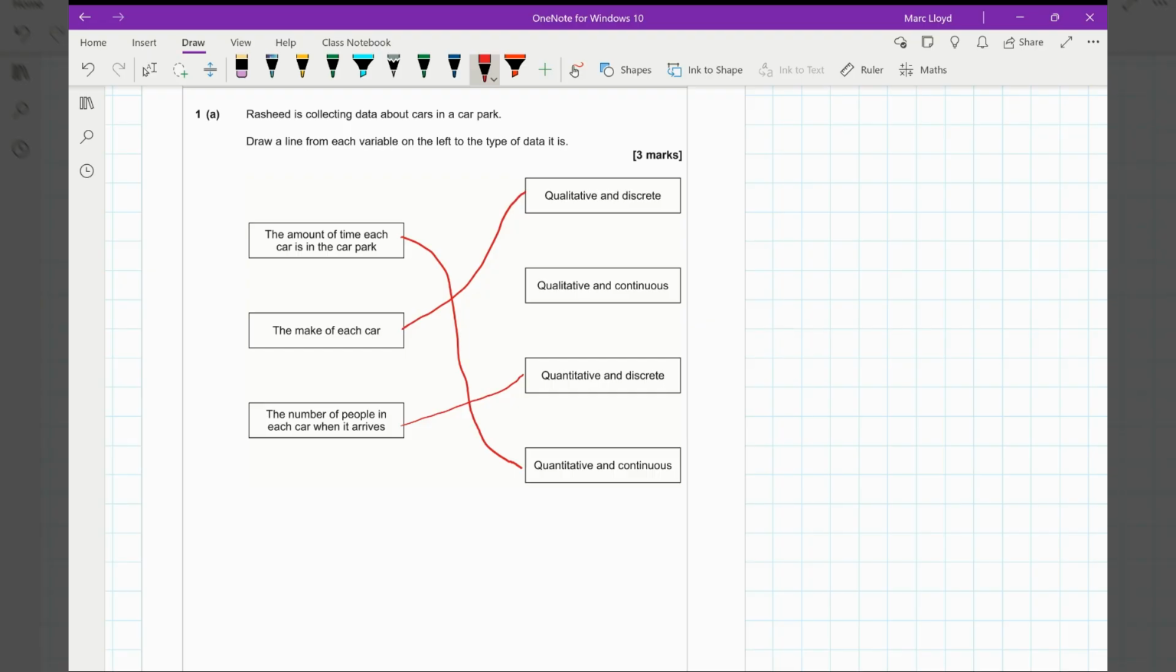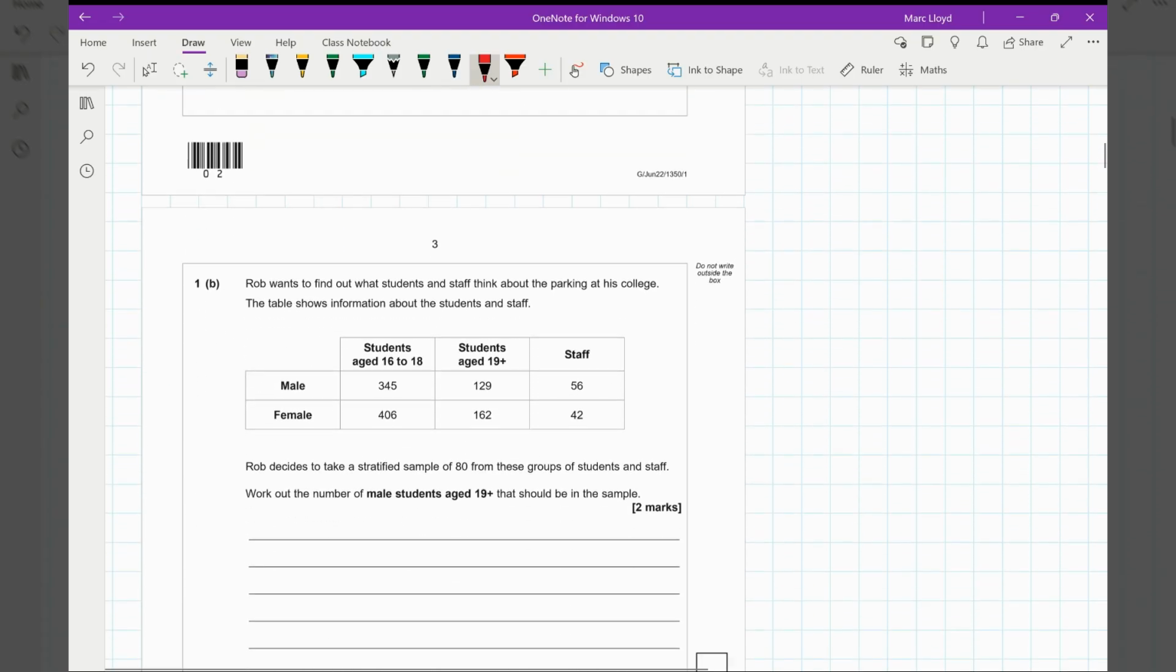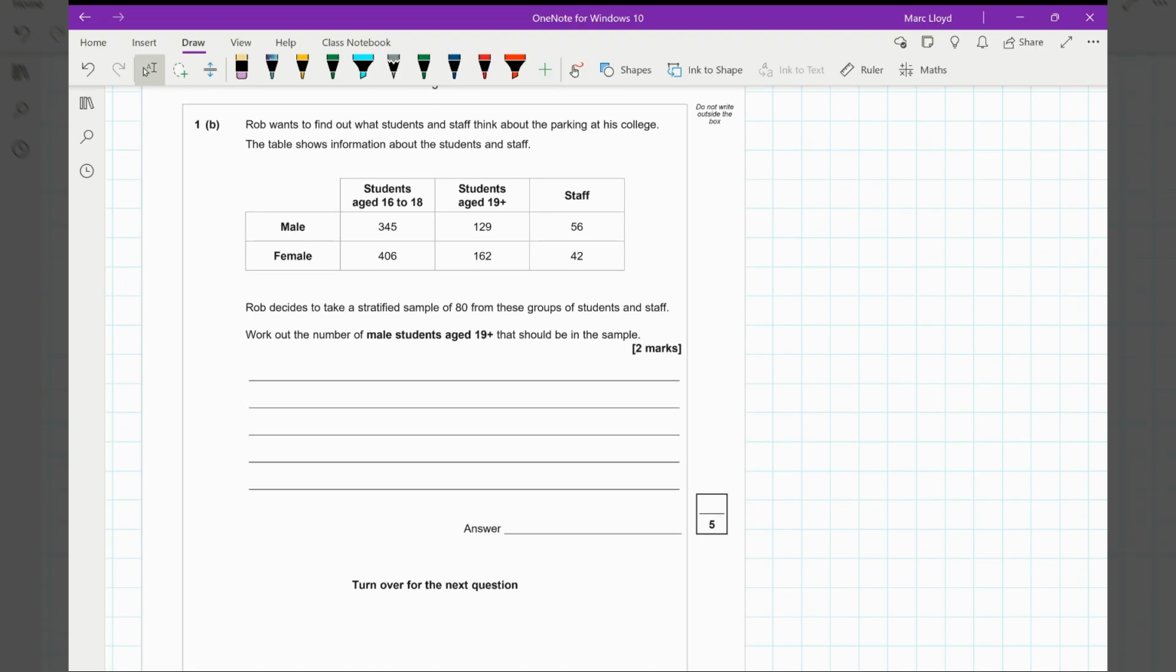Okay, on to 1B. There's just 5 marks here, picked up 3 of them. Rob wants to find out what students and staff think about the parking at his college. The table shows information about the students and staff. Rob decides to take a stratified sample. In fact, I looked at a previous paper and stratified came up in that one as well. Rob decides to take a stratified sample of 80 people from these groups of students and staff.